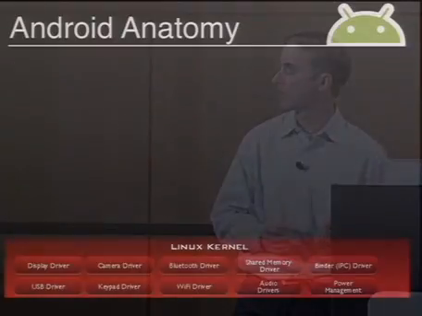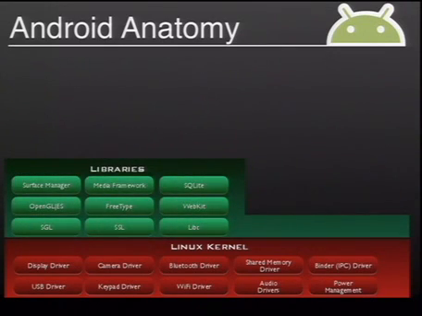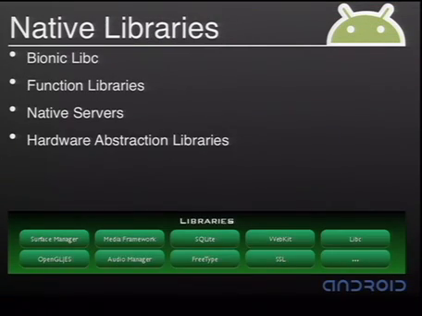Okay, so moving on. Sitting on top of the Linux kernel are the native libraries, again written in C or C++. These are the libraries that provide low-level functionality and computation-intensive services to the Android platform. I'll walk through a couple of them here in detail to give you a better idea of what's really powering the platform. I'm going to break these down into four major groups here: Bionic libc, function libraries, native servers, and the hardware abstraction libraries. This is somewhat of an arbitrary grouping, but it's my talk, so let's see.